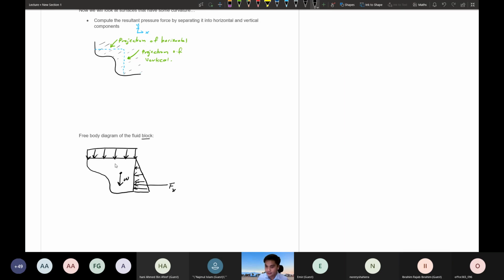There should be a reaction. There should be a reaction force to counter this force, Fy and Fx. Where's the location of the force to counter back the Fy and Fx? On the curve. All right, on the curve.